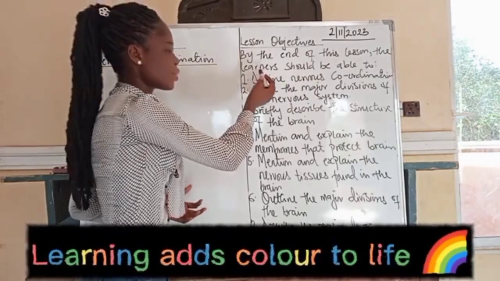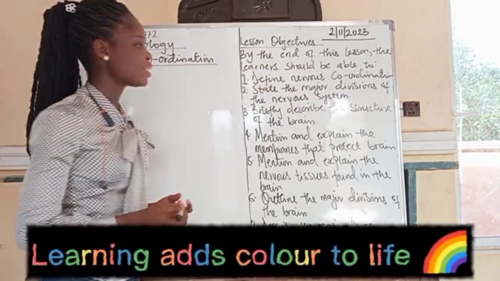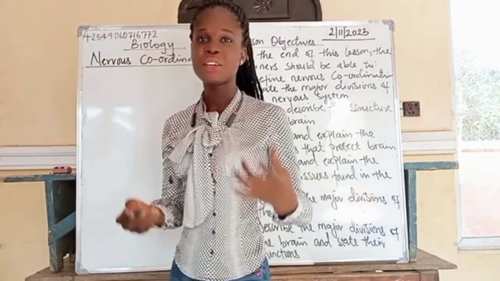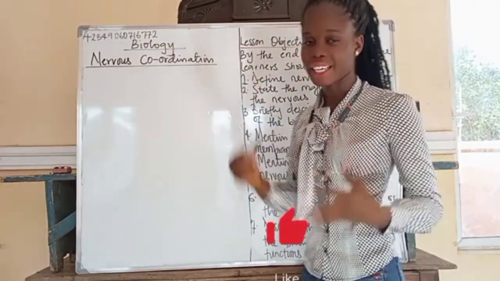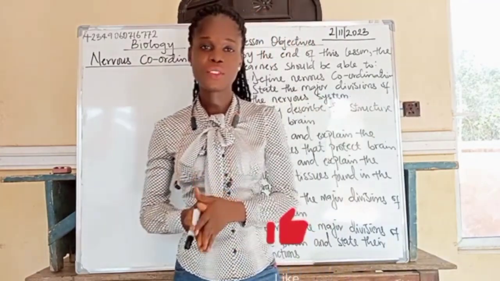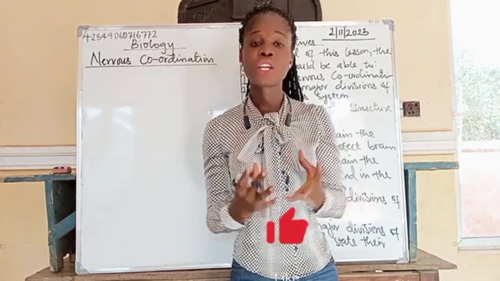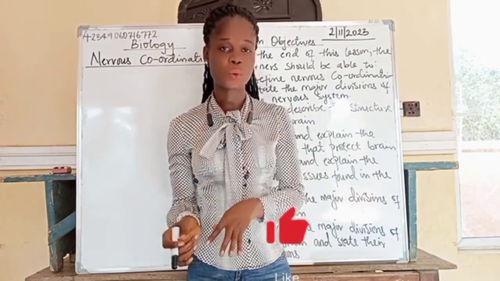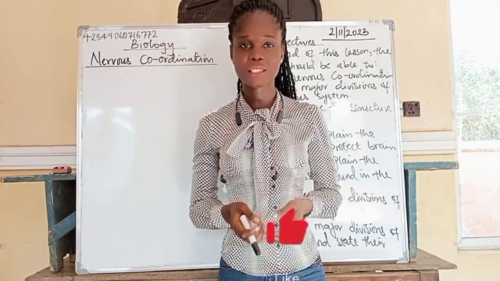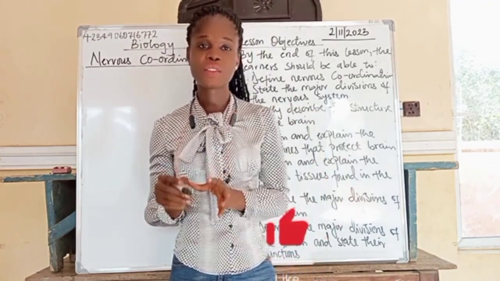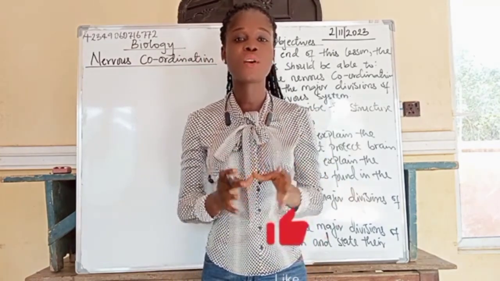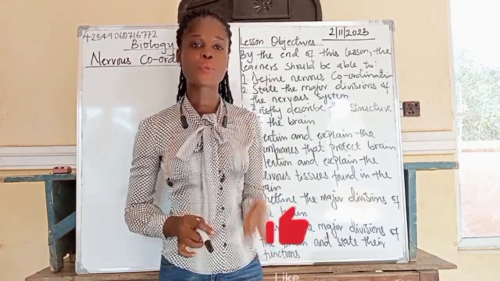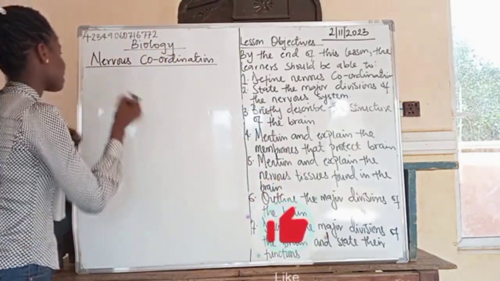We start with our very first lesson objective, which says that the learner should be able to define nervous coordination. But before we define nervous coordination, first of all, what is coordination in living things? In living things, coordination is the working together of various parts of the body to produce a particular response or for proper effectiveness.